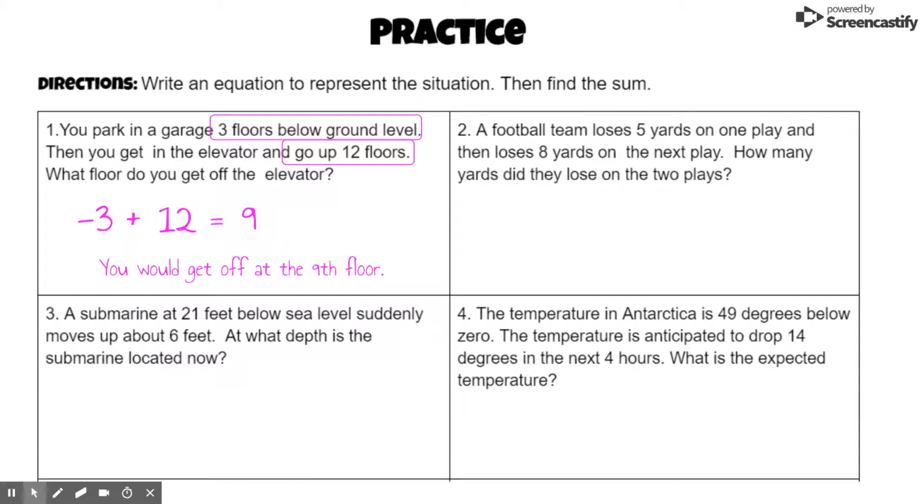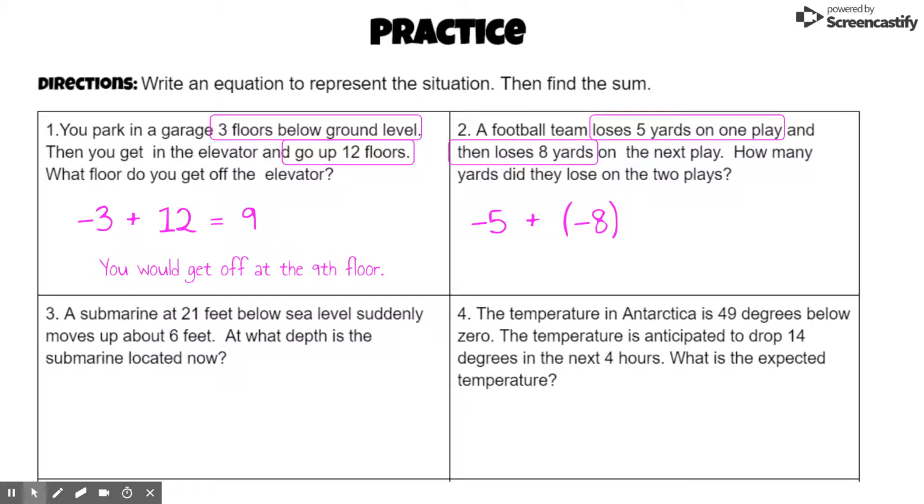Let's take a look at number 2. A football team loses 5 yards on one play and then loses 8 yards on the next play. How many yards did they lose on the 2 plays? Well, losing 5 yards on one play could be represented with the integer negative 5. And then I'm going to add to that loss a loss of 8 yards on the next play, which could be represented by adding the integer negative 8.